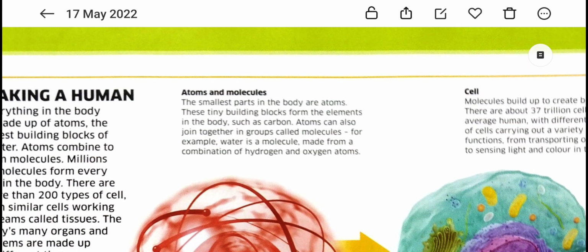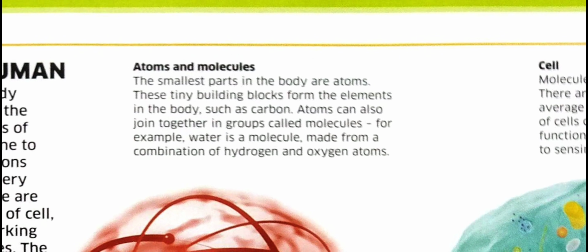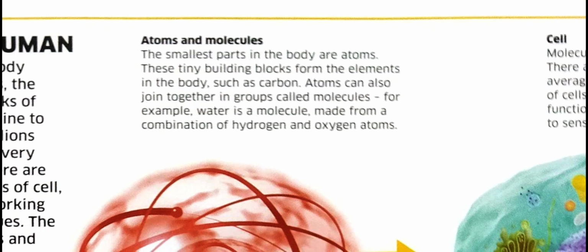atoms and molecules. The smallest parts in the body are atoms. These tiny building blocks form the elements in the body, such as carbon. Atoms can also join together in groups called molecules. For example, water is a molecule made from a combination of hydrogen and oxygen atoms.